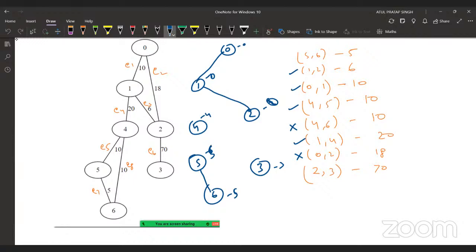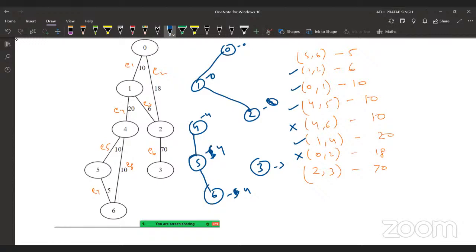The initial component of 4 is 4 and the component of 5 is 5, so we can add it because the component values are different. After adding, we update the components to the smaller value, so 5 also becomes 4. Okay, now next, 4 to 6.